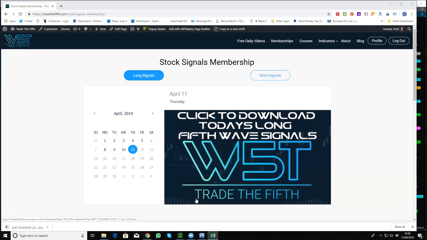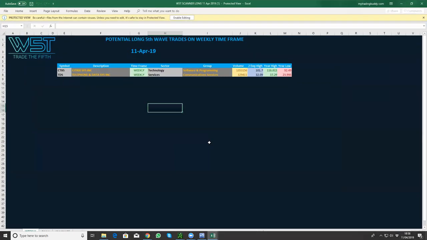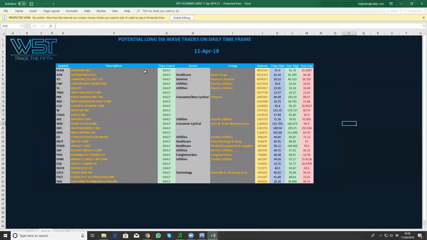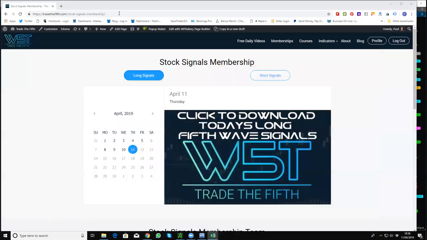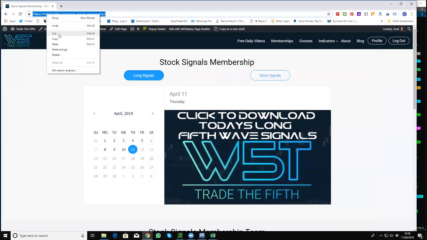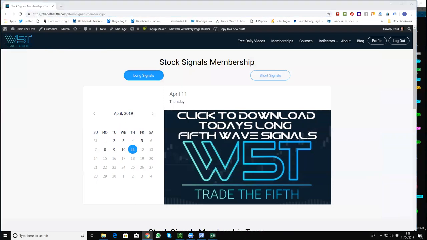Obviously, you've got to do a bit of work. The spreadsheet looks something like this, potential longs on the daily here, look. It gives you the ticker, what it is on the daily time frame, the group, the volume, the two-day high, the yearly low. So that gives you a starting point, if you like. And this is great. I do this every single day.